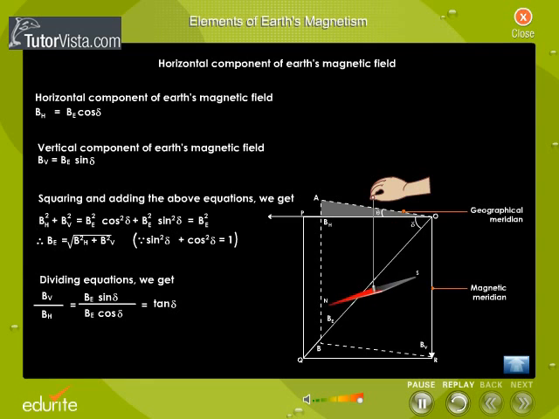Dividing equations, we get BV by BH is equal to BE sin delta by BE cos delta, that is equal to tan delta. Therefore, delta is equal to tan inverse BV by BH. By knowing the values of theta and delta at a place, we can determine the direction of the magnetic field BE, and if we know the values of BH and delta, the magnitude of the Earth's magnetic field BE can be determined. Thus, theta, delta and BH give complete information about the Earth's magnetic field at any particular place.